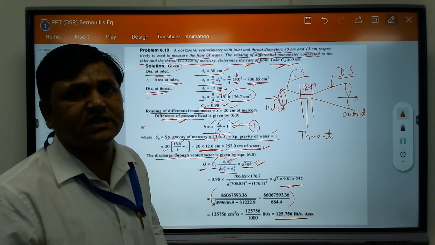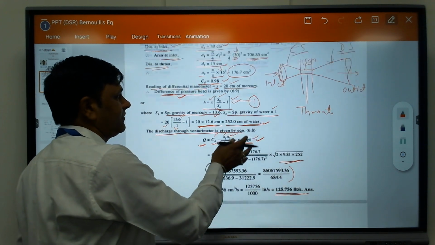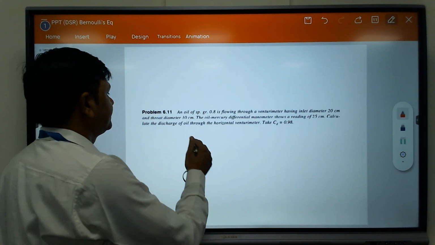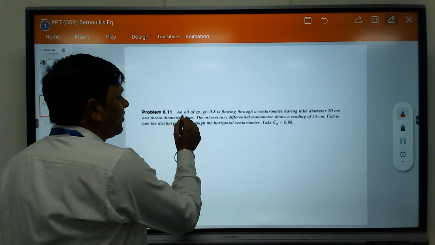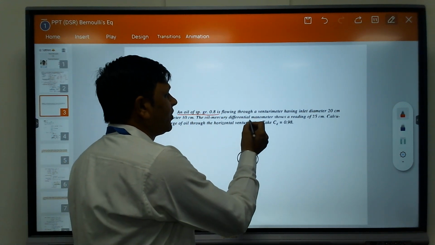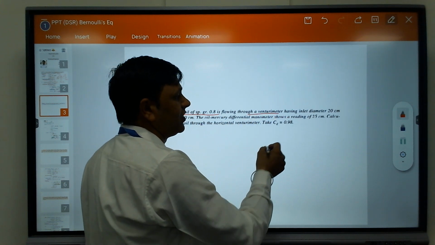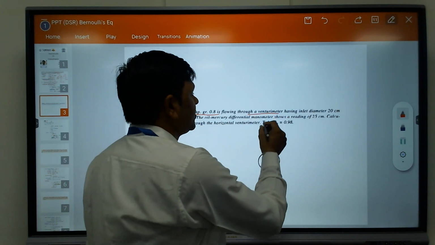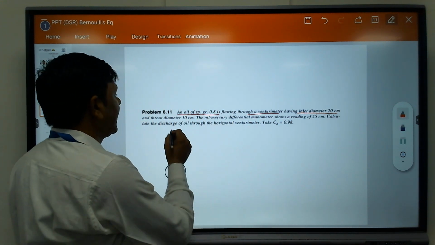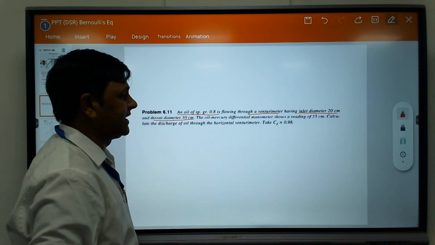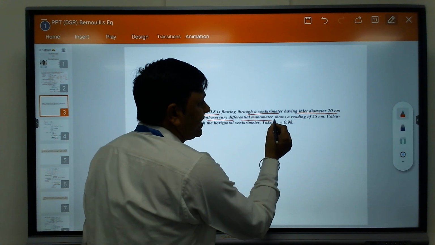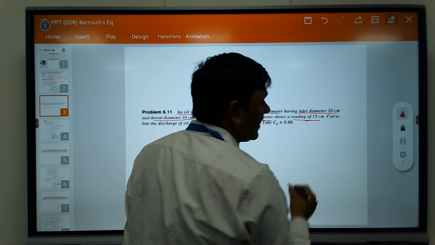Now, let us consider the next problem. An oil of specific gravity 0.8 is flowing through a Venturi meter. All the problems are based on the Venturi meter. The Venturi meter has an inlet diameter of 20 centimeter and a throat diameter of 10 centimeter. The oil-mercury differential manometer shows a reading of 25 centimeter.